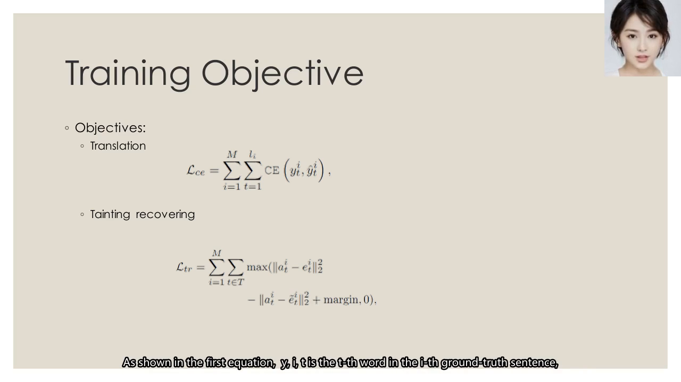As shown in the first equation, YIT is the TTH word in the ITH ground truth sentence, and YIT is the corresponding prediction. The second objective leverages self-supervised signals by randomly perturbing alpha% of phonemes in a phone sequence, enforcing the encoder to recover the tainted phonemes according to the context. Therefore, the encoder is encouraged to capture the high-level semantic information of the given sequence, as well as the fine-grained phone token representation. This objective encourages the model to learn a recovered embedding T that is close to the clean embedding and distant to the tainted embedding.